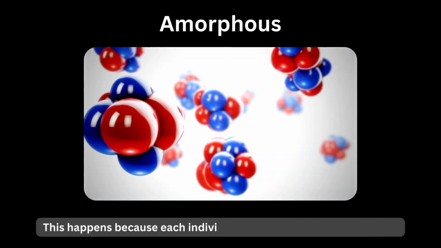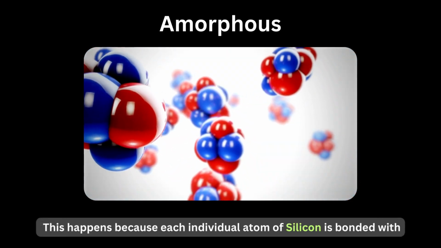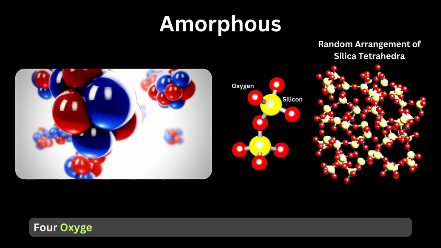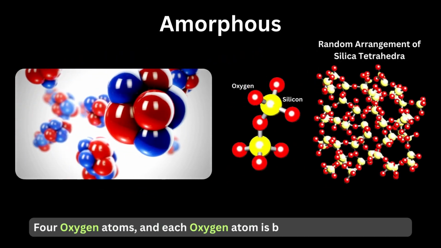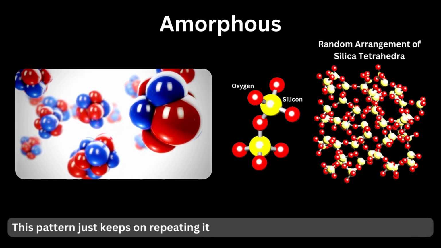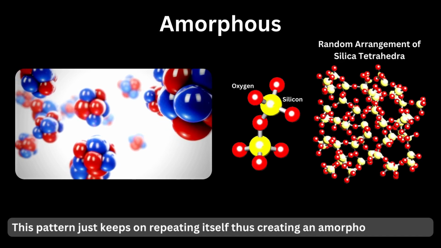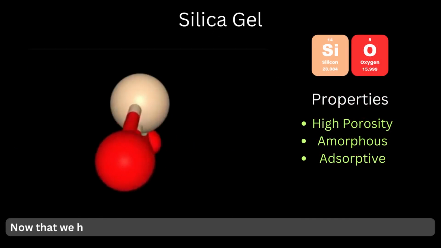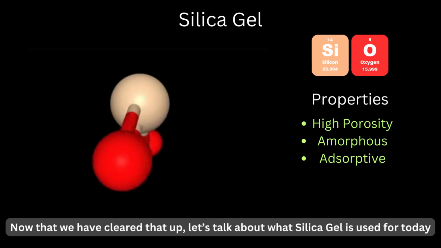This happens because each individual atom of silicon is bonded with 4 oxygen atoms, and each oxygen atom is bonded to 2 silicon atoms. This pattern just keeps on repeating itself, thus creating an amorphous structure. Now that we've cleared that up, let's talk about what silica gel is used for today.